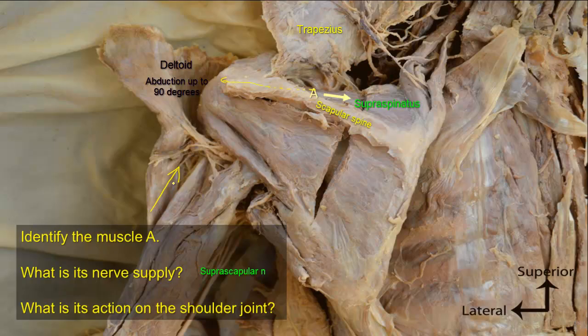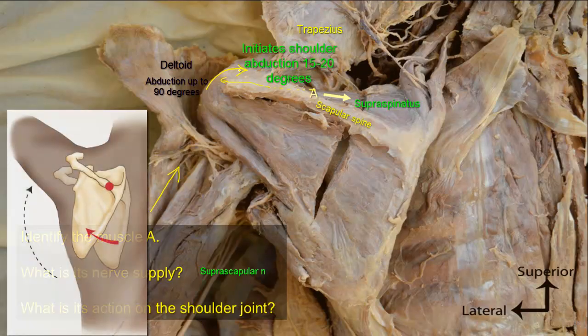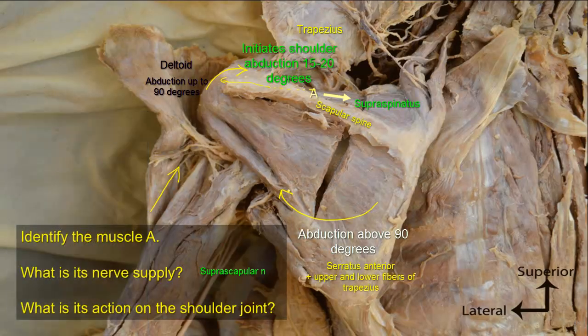Therefore, the initial stage of abduction, the first 15 to 20 degrees of abduction, is done by supraspinatus muscle. Deltoid then takes over up to 90 degrees. Shortly after 90 degrees, that's to say, when the arm is raised above the level of the shoulder, the movement requires lateral rotation of the scapula so that the glenoid fossa faces upwards. This lateral rotation of the scapula is provided by serratus anterior and by the upper and lower fibers of trapezius muscle acting as a couple.